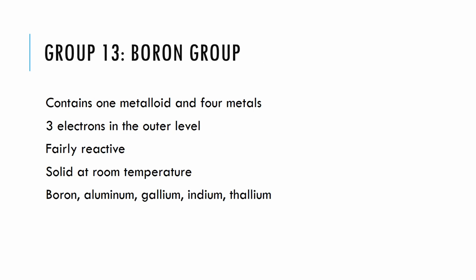All right, group number 13 is the boron group. This one has boron at the top, hence the boron group. It has one metalloid and the rest are metals. They have 3 electrons in the outer level of their energy shells.